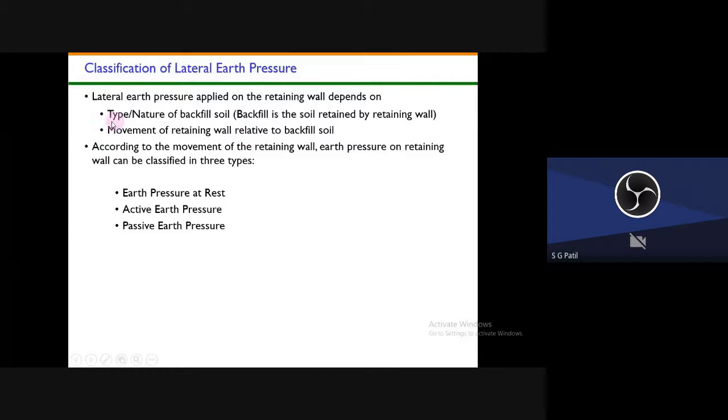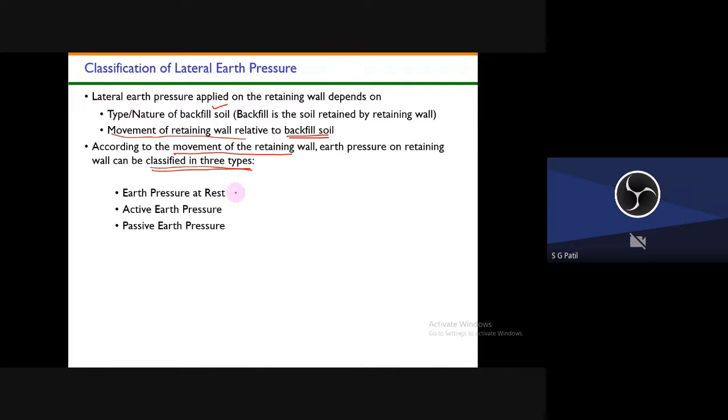Okay, so lateral earth pressure depends on two things. One is the soil itself, which type of soil you are retaining, and also the movement of the retaining wall relative to the backfill soil. Depending on these two parameters, your lateral earth pressure changes. According to the movement of the retaining wall, earth pressure on a retaining wall can be classified into three types. What are the three types of earth pressures?